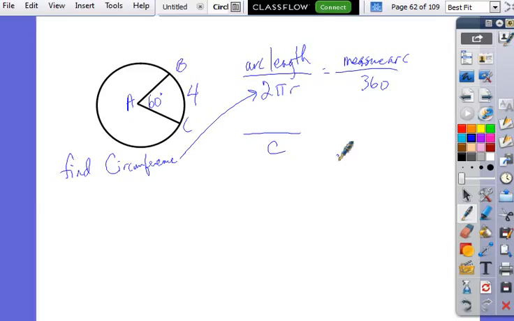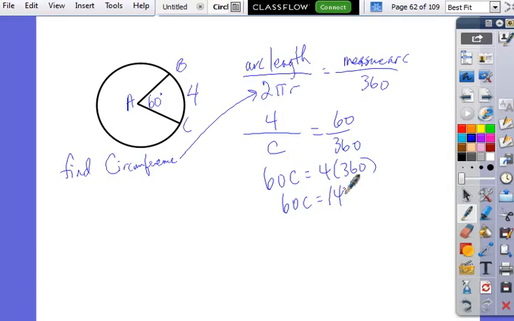Where does the arc length number come from? Outside. The outside, so that's my 4. The arc measure is the degree, and that always goes over 360. Then you've got a simple equation of proportion, so you cross multiply. 60C equals 4 times 360. 60C equals 1440. Divide by the 60, and you wind up with 24. Alright?